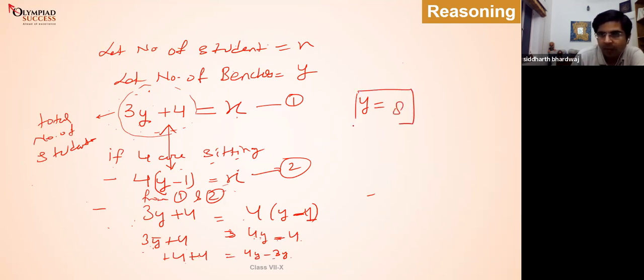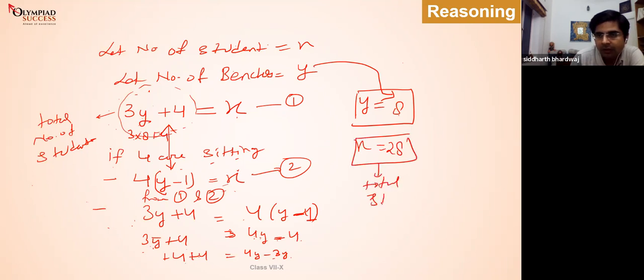That means how many benches do we have? 8. Understood? So if you have 8 benches, what is the total number of students? You just put 8 here. So 3 into 8 plus 4. 8 threes are 24 plus 4, so x will be 28. So this is the total number of students.